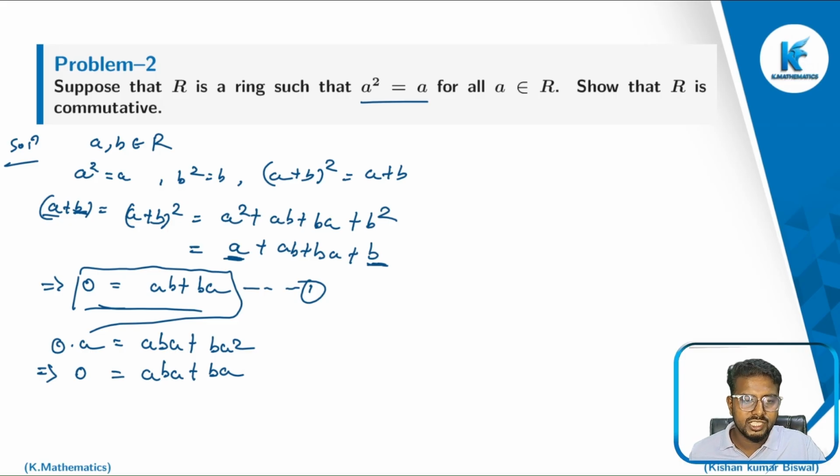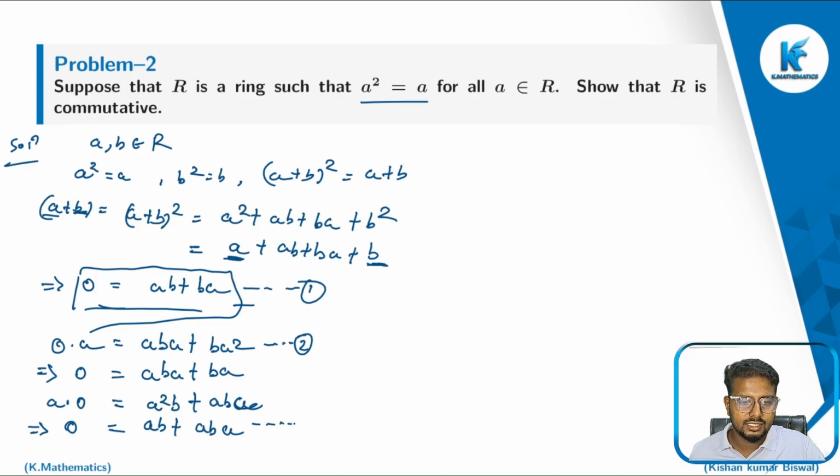Similarly, if we multiply a in left side of this equation, so this is equal to a into 0 equal to a square into b plus aba. That implies, similarly यहाँ पर a into 0 जो है ये हो जाएगा 0, which is equal to a square यहाँ पर हो जाएगा ab plus aba. Let this is denoted as equation 2 and this is denoted as equation 3. एंड यहाँ पर ये जो एडिटिव आइडेंटिटी है यूनिक होगा.